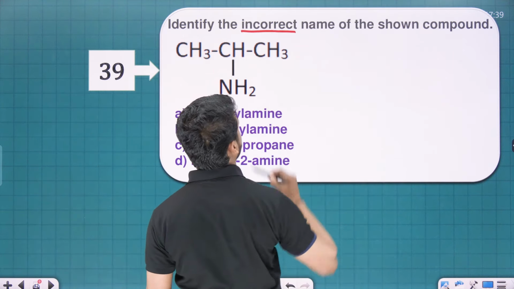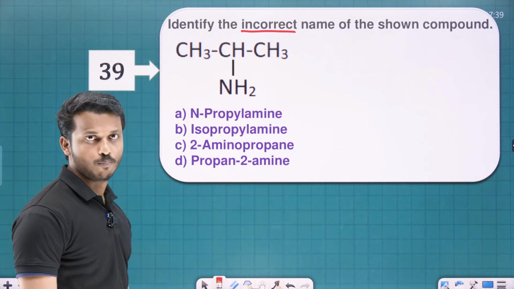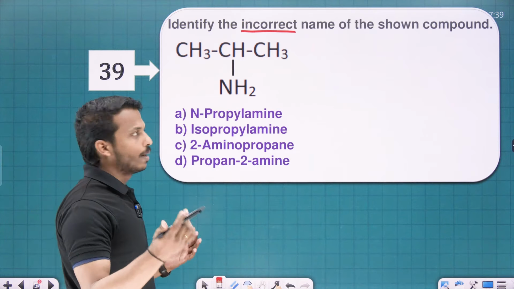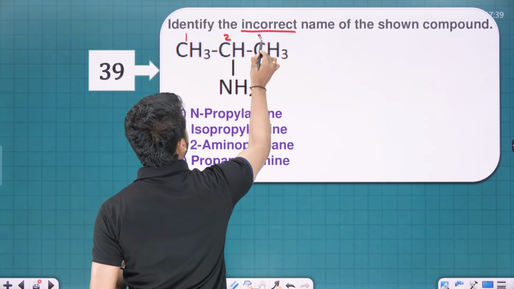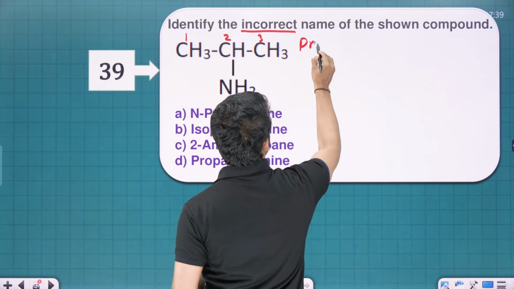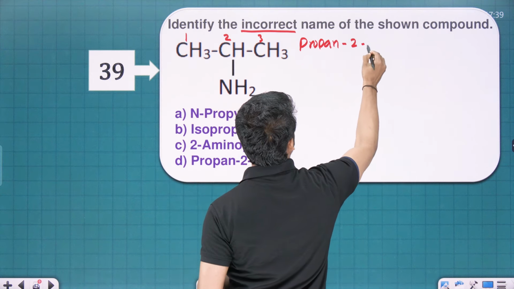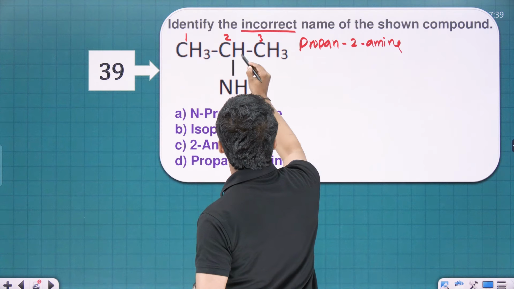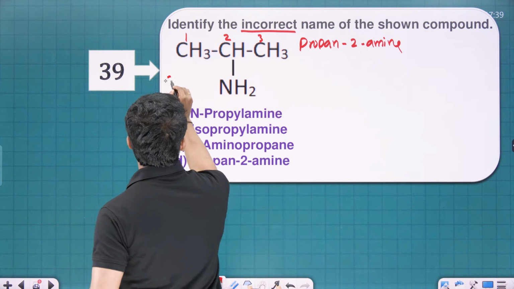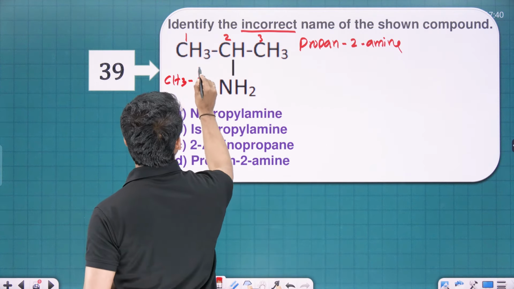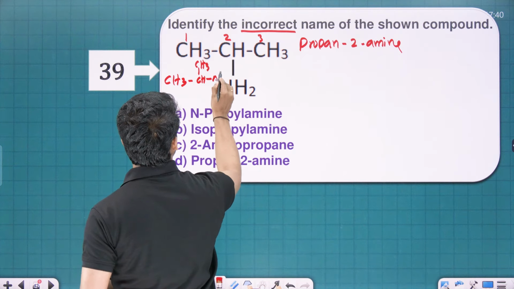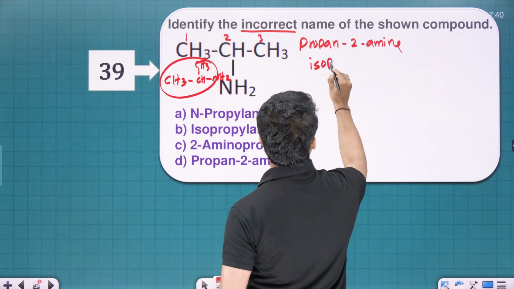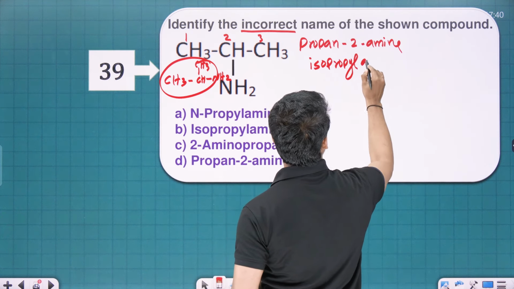Next one. Identify the incorrect name of the compound, so be careful with the question. Let me check the compound. Numbering 1, 2, 3, I can say it is propan-2-amine because the amine is at the second position. The group CH3, CH3 written like this is called isopropyl, so it's called isopropylamine. We can say it like that.